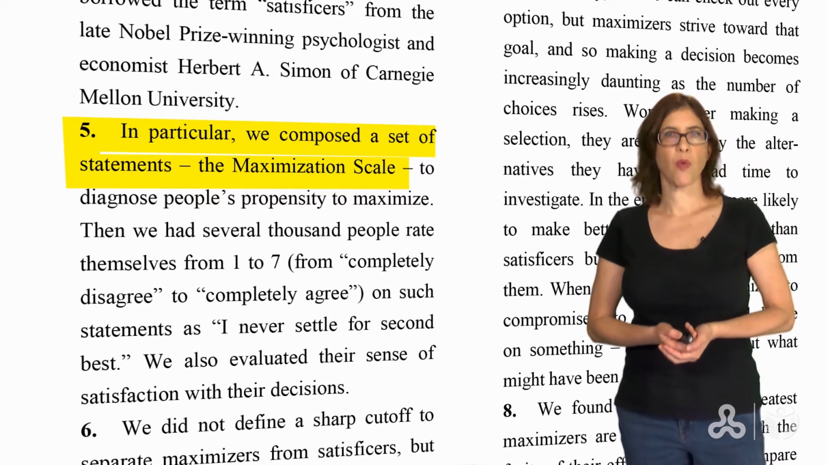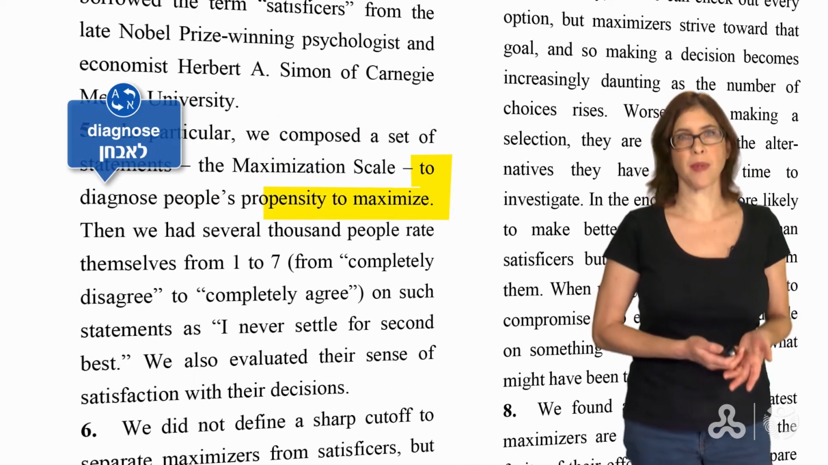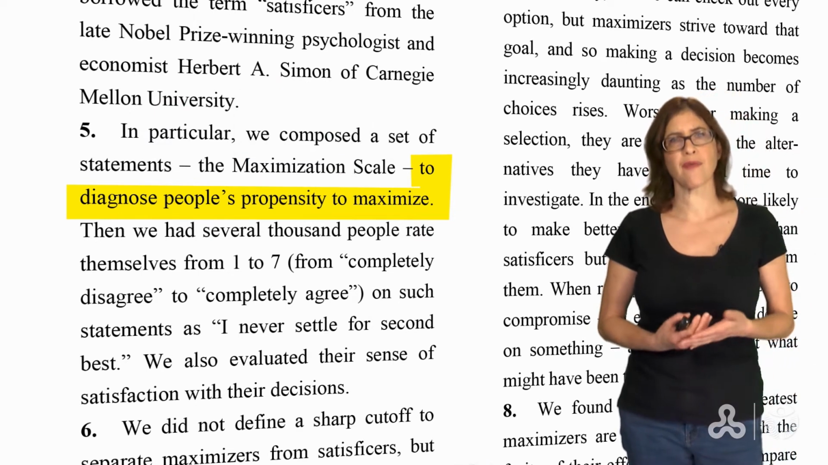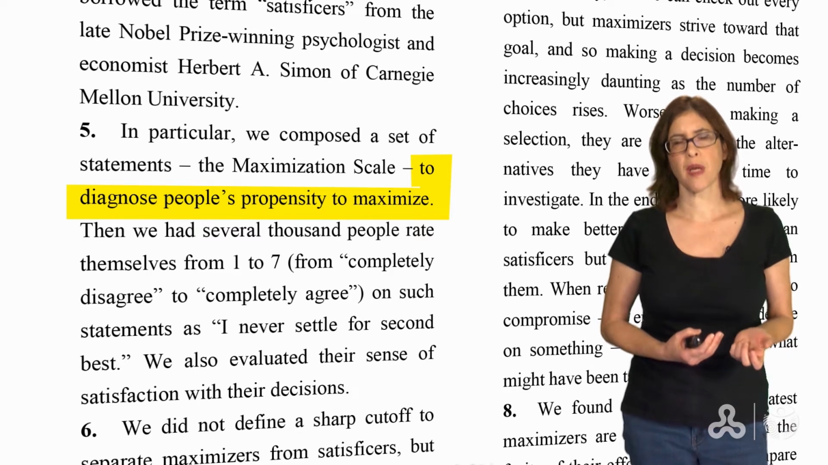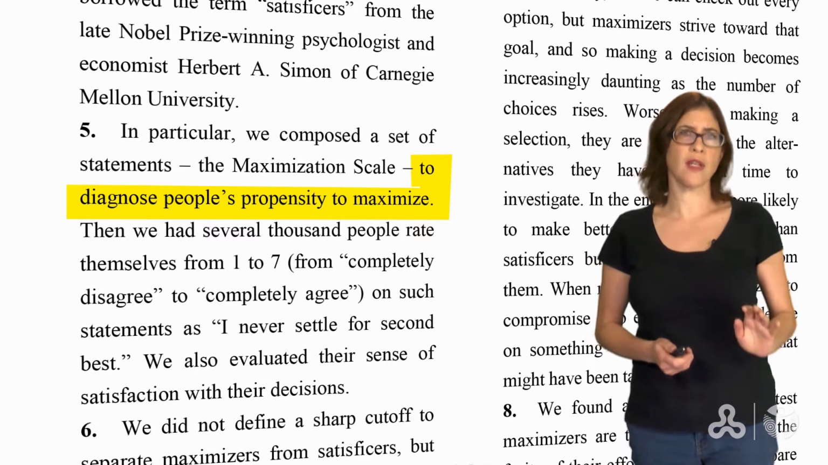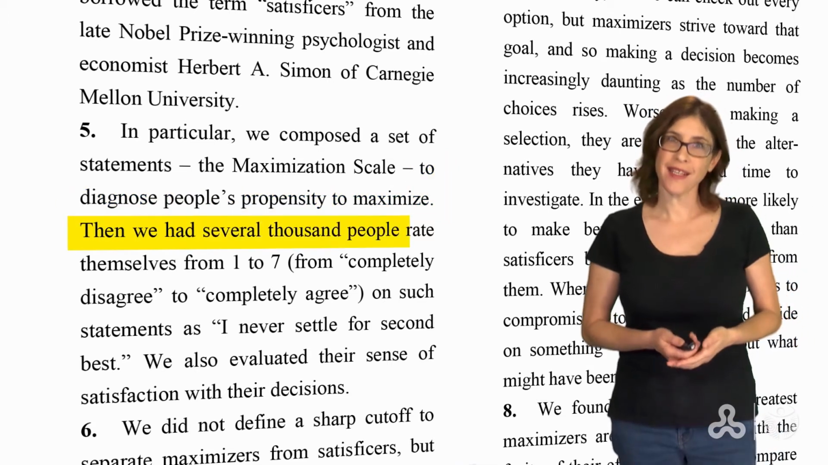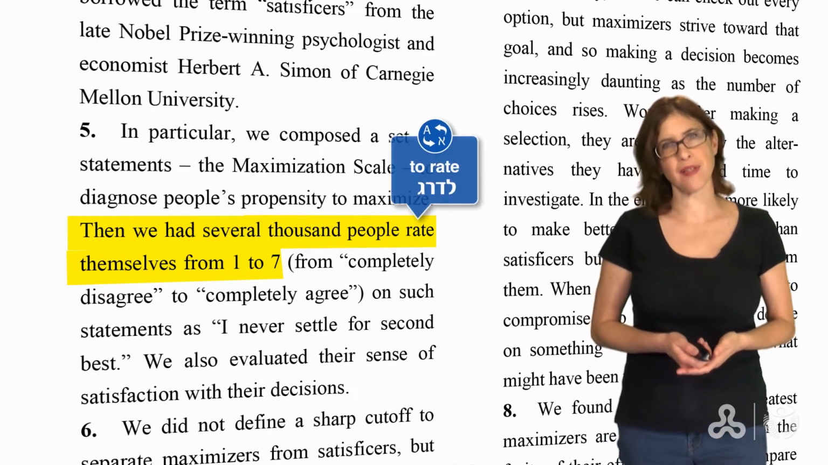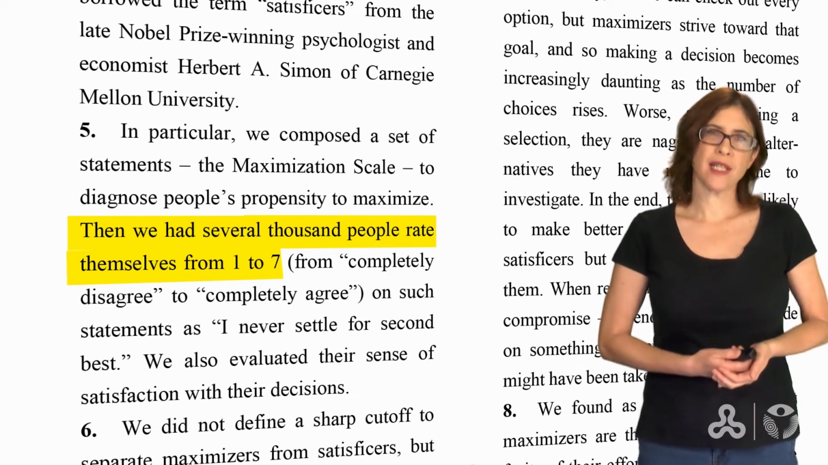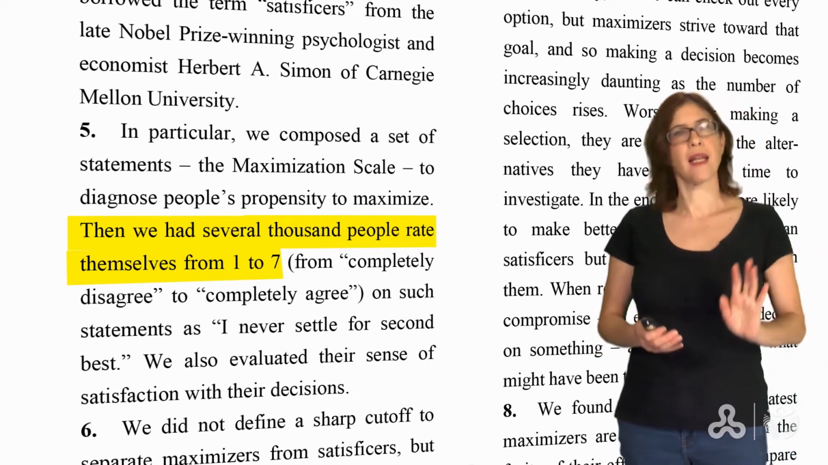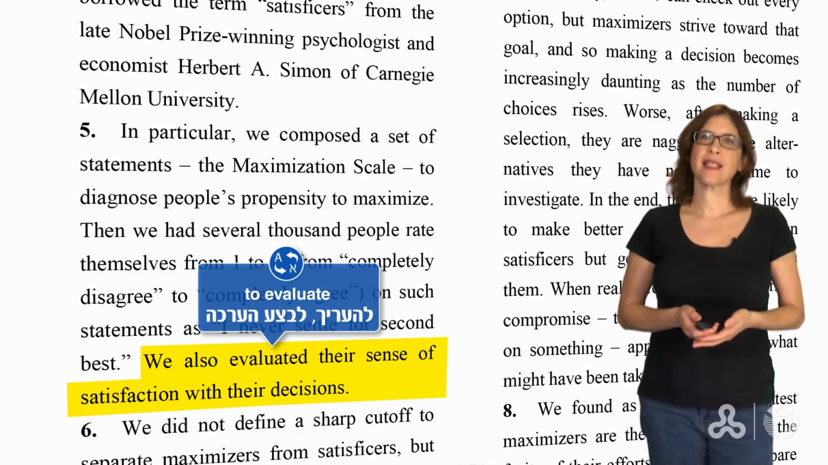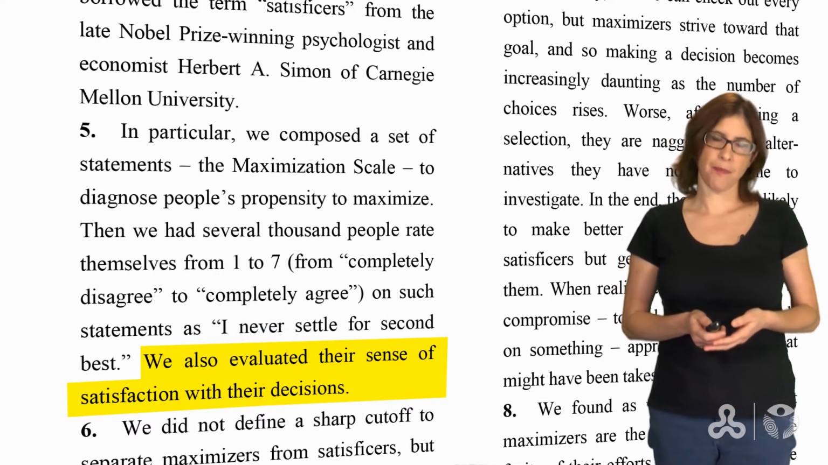Next, the writer tells us why he did this, to diagnose people's propensity to maximize. כלומר, הוא רצה להבחן את הנטייה של אנשים למקסום, וכאן הכוונה לנטייה של אנשים לכוון לבחירה הטובה ביותר האפשרית, ולא להסתפק בפחות. Then, we had several thousand people rate themselves from 1 to 7. אנשים, כמה אלפים, דרגו את עצמם בסקאלה הזאת. זה הליך המחקר, procedure. We also evaluated their sense of satisfaction with their decisions.